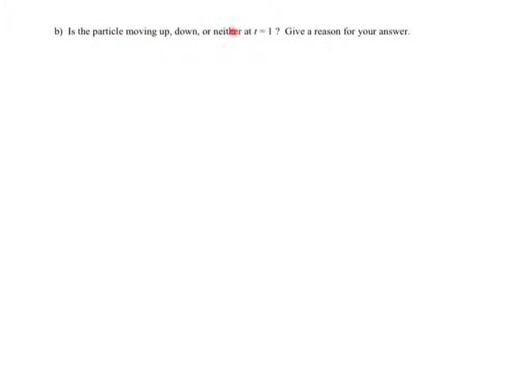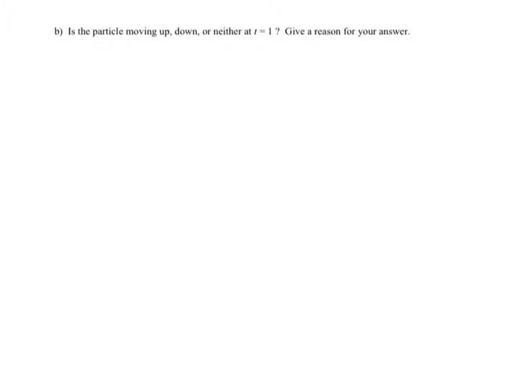Well, we know it's not neither because we've already talked about when it's not moving, when it's at rest, and those were at times of 2 and 5. So now we just have to decide, is it moving up or down? And how would we decide that? Well, remember, we talked about if your particle is moving up, that happens because the velocity is positive at that time. If it's moving down, it's because the velocity is negative at that time.